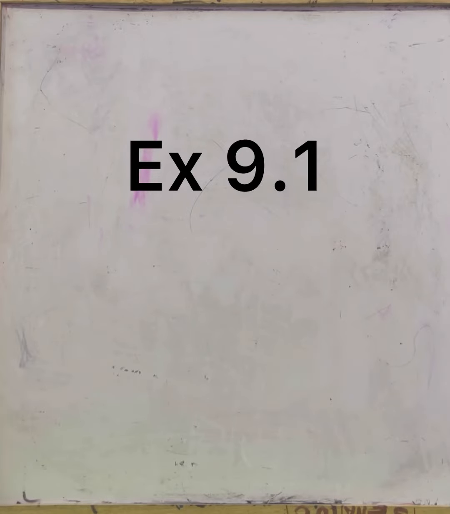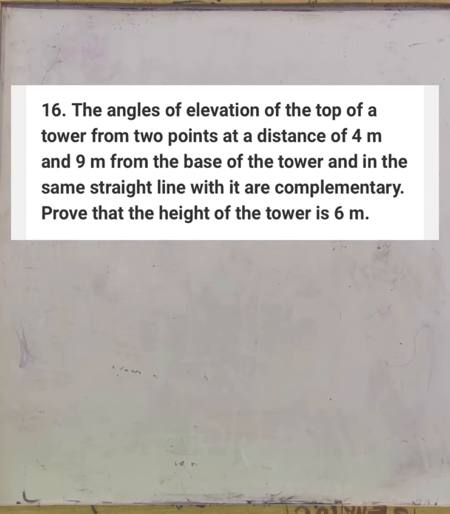Namaste. Today we will do the remaining questions from exercise 9.1. 16th question: The angles of elevation of the top of a tower from 2 points at a distance of 4 meter and 9 meter from the base of the tower and in the same straight line with it are complementary. Prove that the height of the tower is 6 meter.